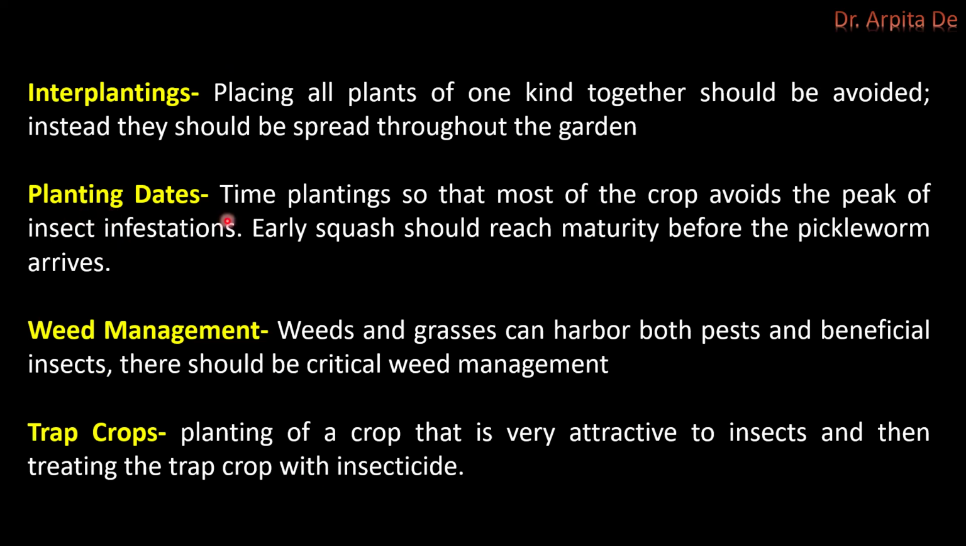Then coming to planting dates. Time planting so that most of the crop avoids the peak of the insect infestations. Like early squash should reach maturity before the pickleworm arrives. So if we plant the crops in such a way that they mature before the breeding season of the pest or before the arrival of the pest, then the crops are saved.